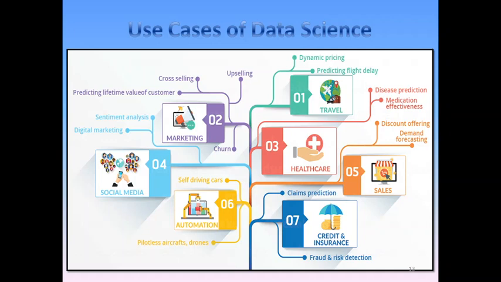Fifth one is sales. With the help of data science, we can increase sales using discount offerings and demand forecasting, such as what kind of demand increase there is in a particular sector or area. Sixth one is self-driving cars, pilotless aircraft, and drones, which are examples of data science. Seventh one is claim prediction and fraud risk reduction in credit and insurance companies. So we use data science in different fields in different ways.